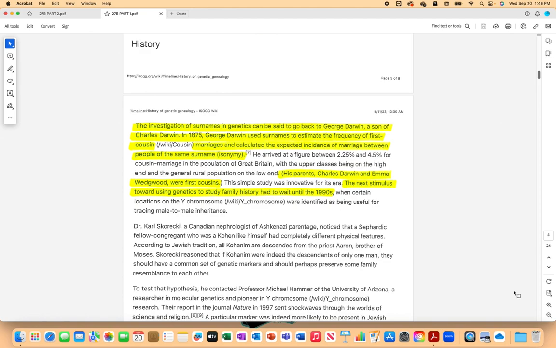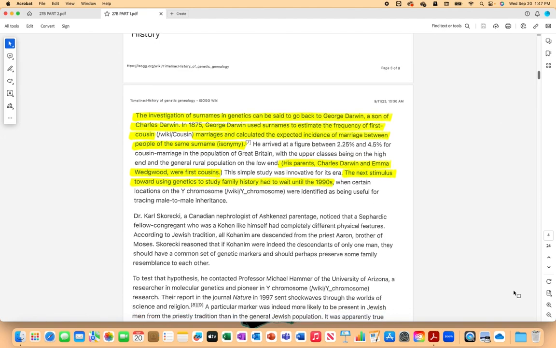The investigation of surnames in genetics can be said to go back to George Darwin, a son of Charles Darwin. In 1875, George Darwin used surnames to estimate the frequency of first cousin marriages and calculated the expected incidence of marriage between people of the same surname, isonomy. His parents, Charles Darwin and Emma Wedgwood, were first cousins. The next stimulus toward using genetics to study family history had to wait until the 1990s.